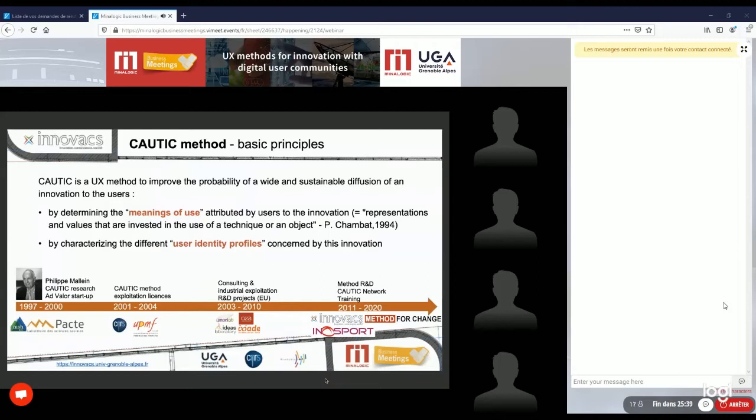This method is a relatively old method, invented in the 2000s by the team of the socioeconomist Philippe Malin, but which has been continuously subject of research, improvement, and feedback for 20 years. But all the recent improvements through recent tools and new processes are still based on these 2 main principles.